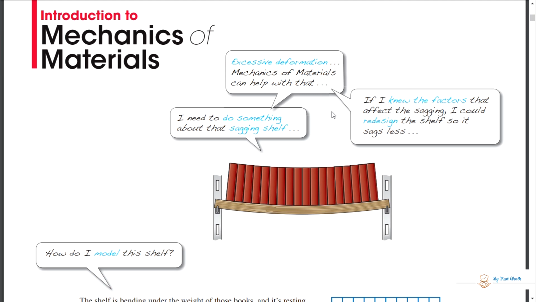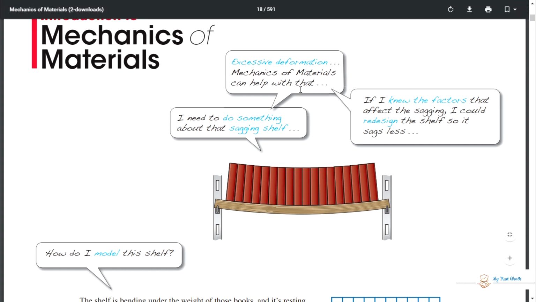Another guy responded that okay, you should just go and study mechanics of material and this problem will be resolved. And if I knew the factors that affect the sagging, I could redesign the shelf so it sags less. So this is very critical. Study mechanics of material. The second guy says that to solve your problem, I need to study mechanics of material, and in mechanics of material, I need to know those factors which are affecting this sagging, and I would design this shelf in a better way.